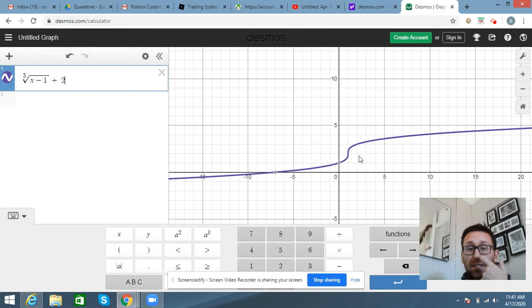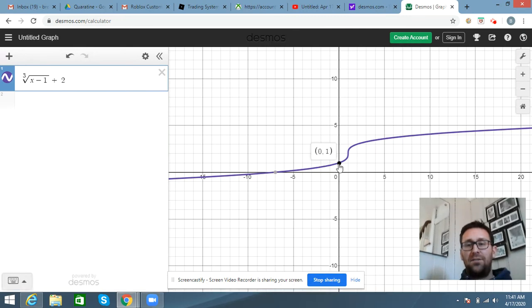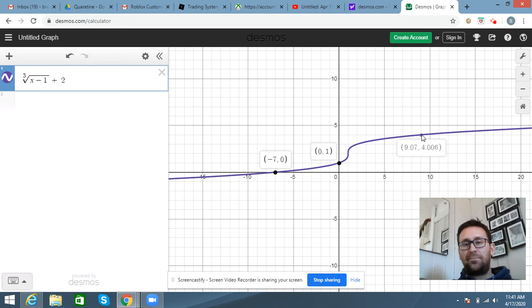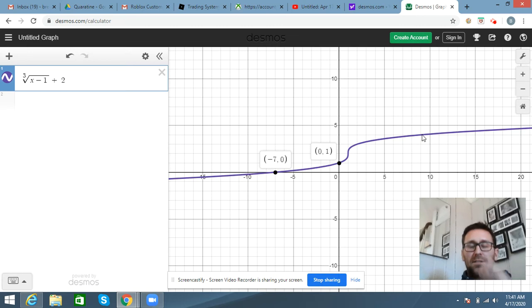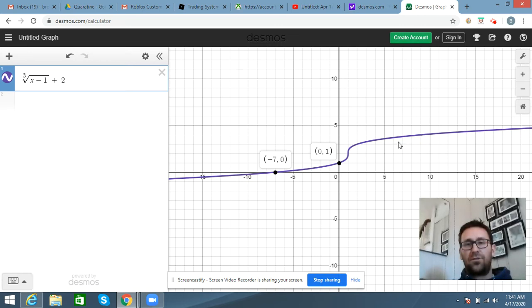And as you can see here, I've got my 0, comma 1. I have my negative 7, comma 0. I had 9, comma 4. Okay, all those points are there. Okay, so that's graphing a cubed root function.